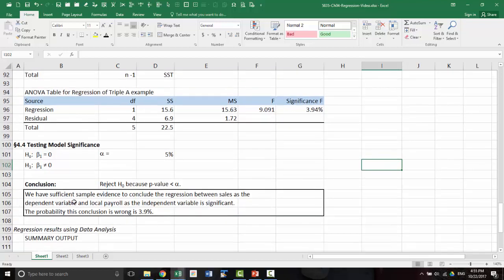We have sufficient evidence to conclude the regression between sales as the dependent variable and the local payroll as the independent variable is significant. The probability this conclusion is wrong, which is really type 1 error, so the probability that we will be committing type 1 error is 3.9%.